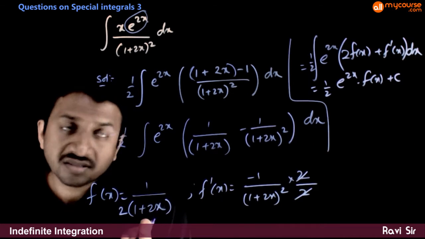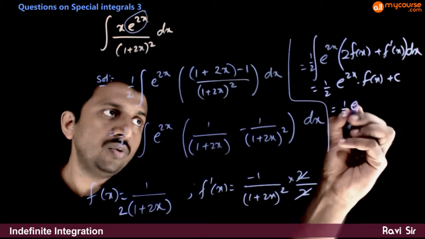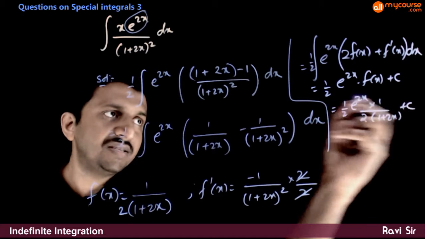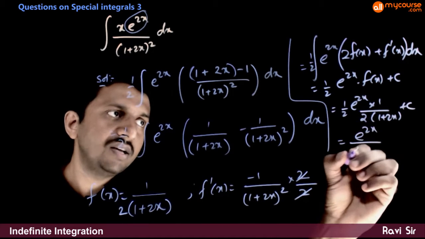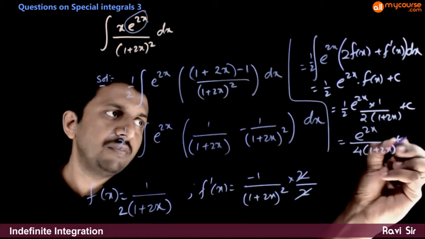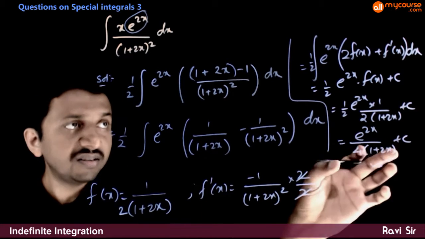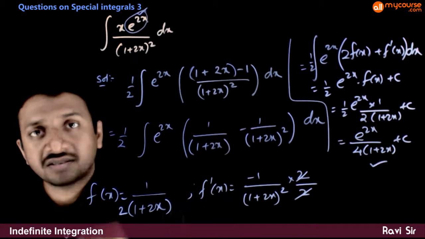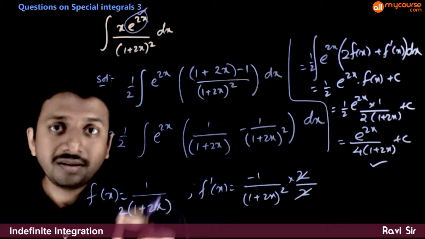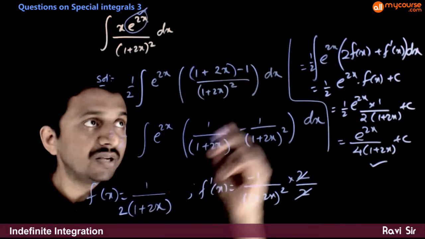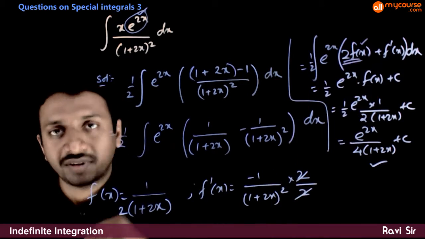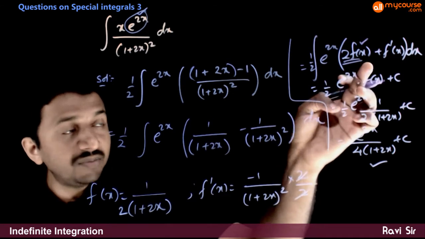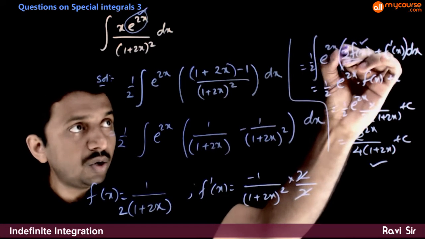So f of x is this. So you have 1 by 2 e power 2x into 1 by 2 times (1 plus 2x) plus c. That is equal to e power 2x by 4 times (1 plus 2x) plus c, the integration of this function. So whenever you have e power kx, you should think about how to get a k with f of x. So instead of f of x, you need to have 2 f of x. So you need to think of f of x in terms of getting this 2 outside.